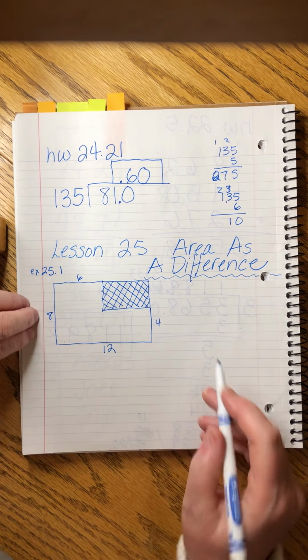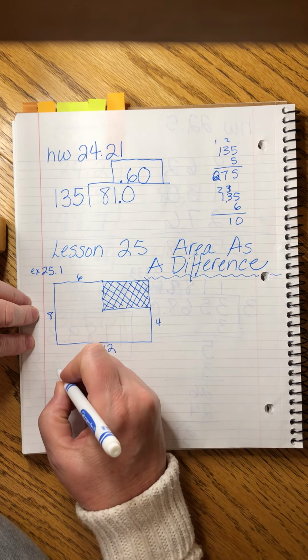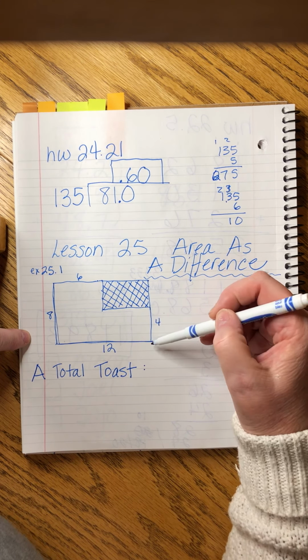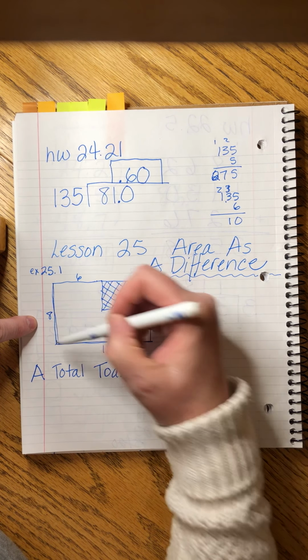So what we're going to do is first we're going to find the total toast. We're going to find the area of the whole piece of toast as it was originally existing. So for the whole toast, we just need 8 by 12, right? 6 is that smaller piece, 4 is that smaller piece. Those aren't helpful to us. To get the original piece of toast, it's 8 times 12.